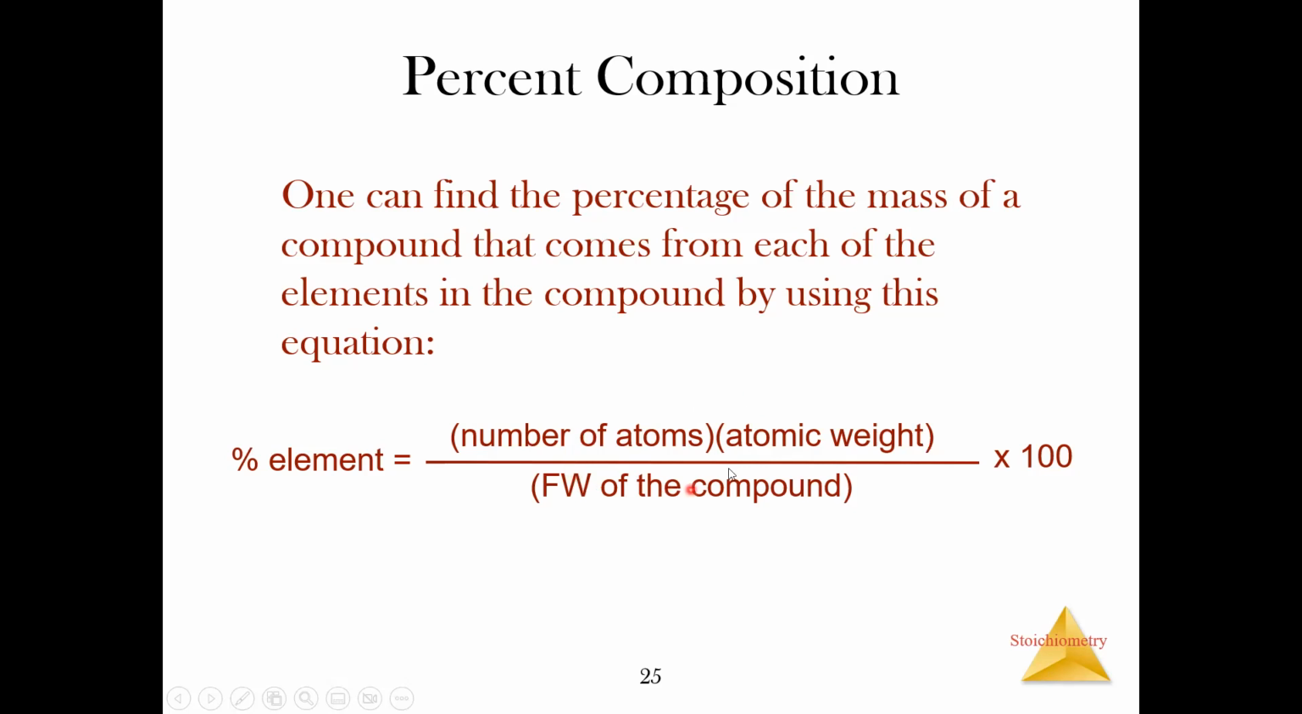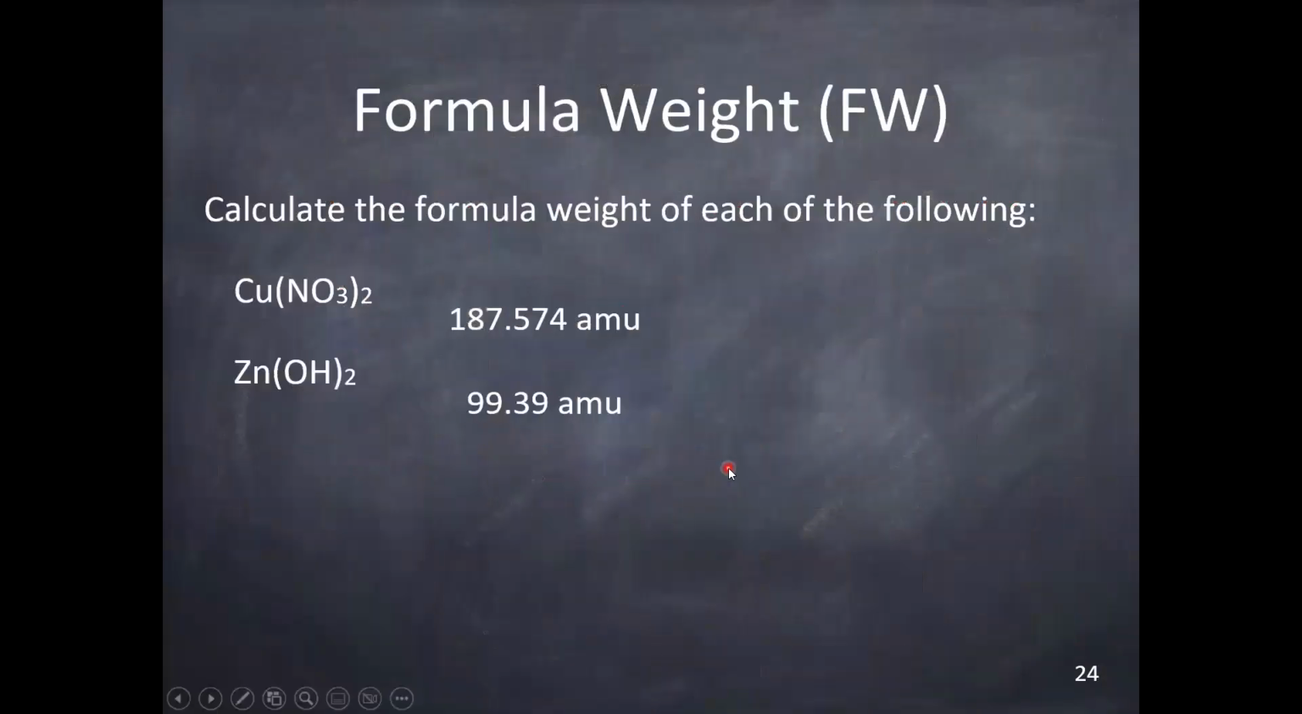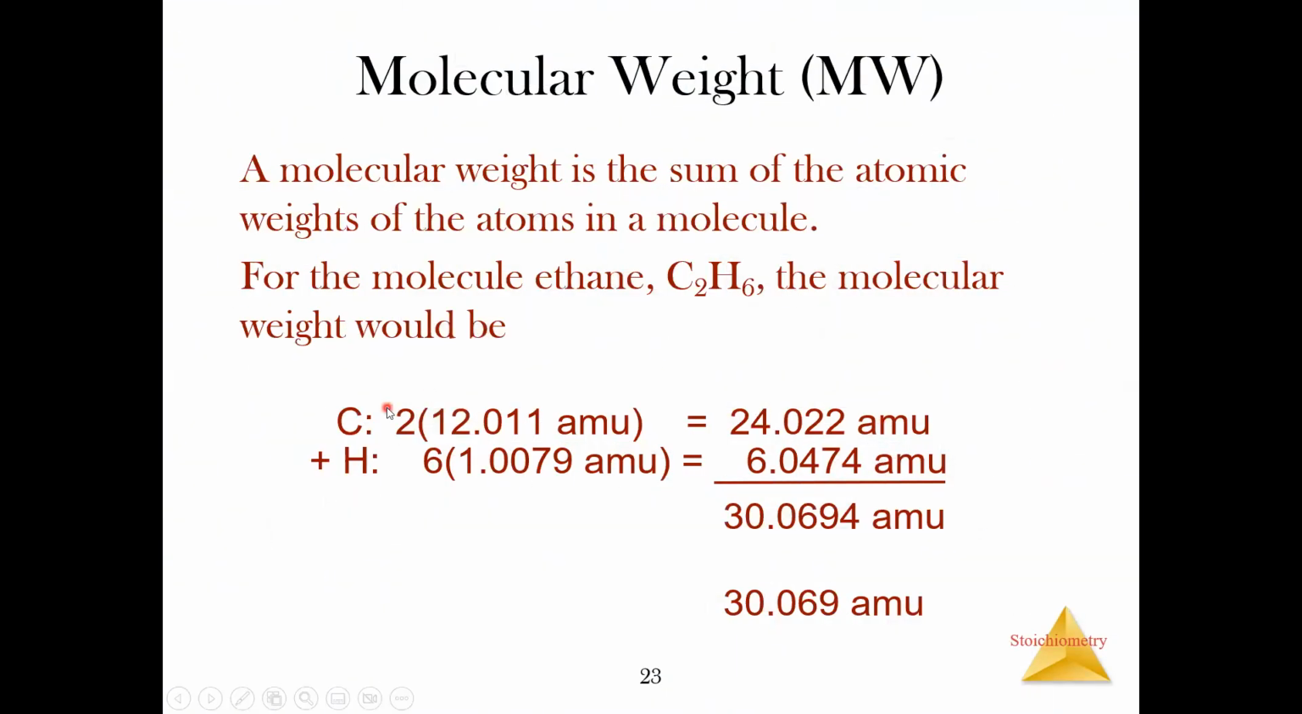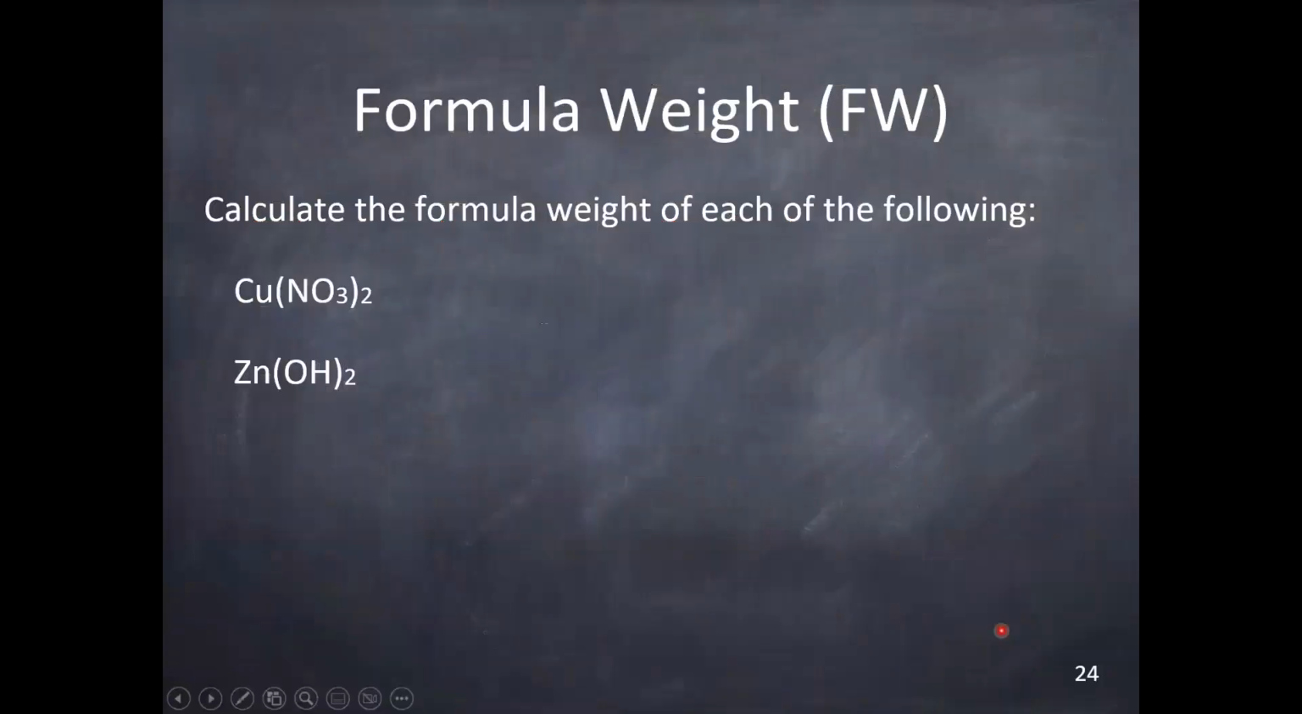So if we go back for a second to this table, if we're looking at part carbon or part hydrogen, that would be the 24.022 for carbon or the 6.0474 for hydrogen. And then the whole is just going to be the 30.069. So if you've already got the table set up like this, we just need to look at what element we're interested in, and then the entire thing, divide those two, and then just multiply by 100.